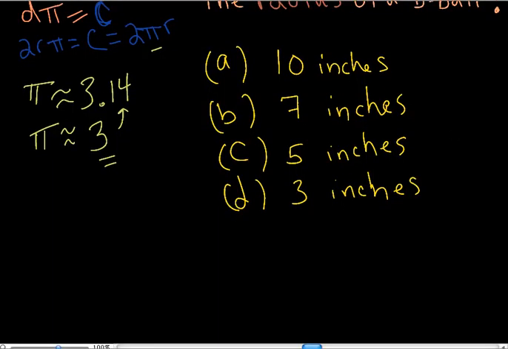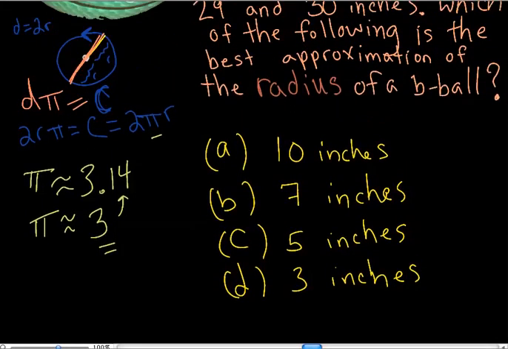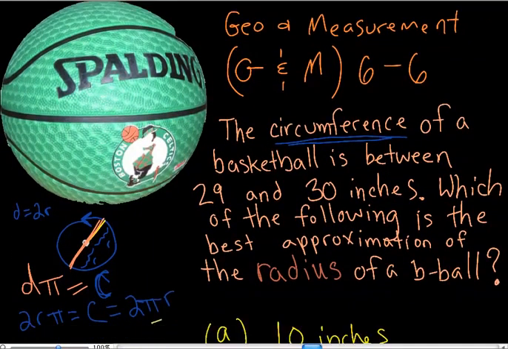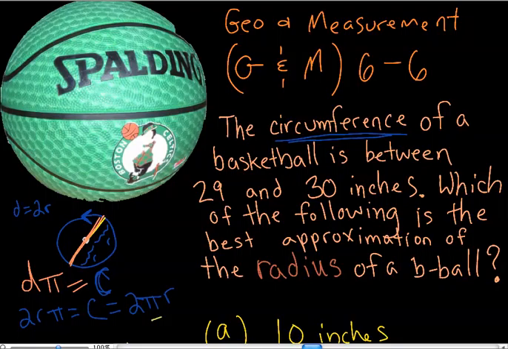Alright, so let's look at our picture. They are telling us that the distance around this basketball, so I'll make that in this color, the distance around this whole ball, that's about 29 or 30 inches. That's the distance around the whole ball.